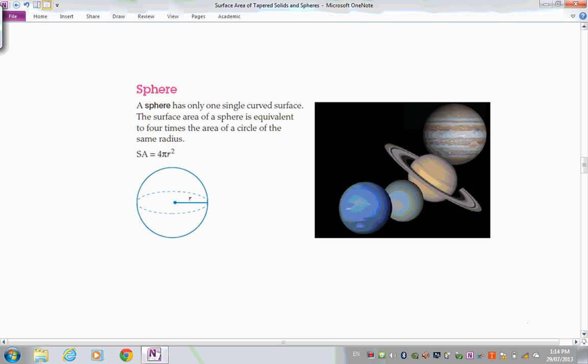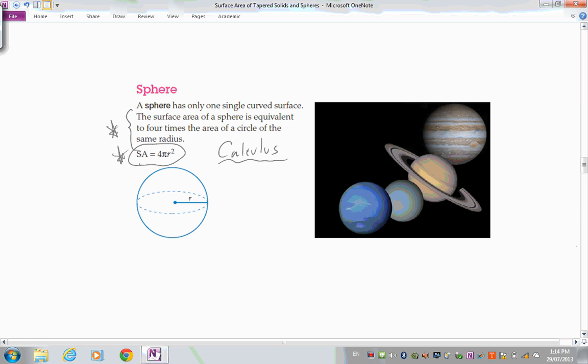Now, unfortunately, at this level, we actually can't prove this thing that they're saying here. The surface area of a sphere is equivalent to 4 times the area of a circle of the same radius. Unfortunately, we're going to ask you to accept this, and we're not going to do a proof because the proof here needs basically a calculus approach. You need to have some idea of calculus, but you won't have that idea at the moment. So the area of a sphere is 4 circles worth of area, 4 pi r squared.